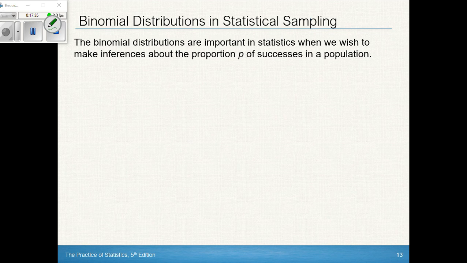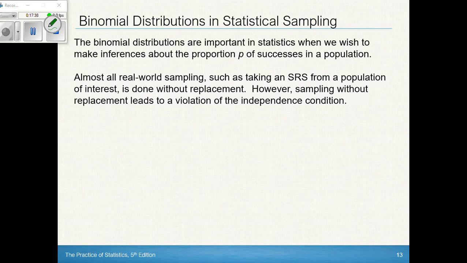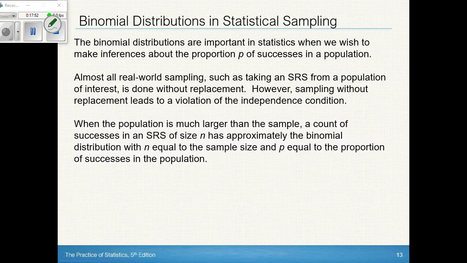Binomial distributions are important when we wish to make inferences about the proportion of successes in a population. Almost all real-world sampling is done without replacement, which violates independence because when I pull something out of the pot, the probabilities of getting the next things change. However, if the population is really big, then it doesn't change by enough for me to care. So it says here more technically, when the population is much larger than the sample, a count of successes in an SRS of size n is basically the binomial distribution, with n equal to the sample size and p equal to the proportion of successes in the population.